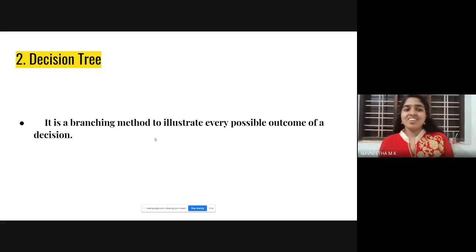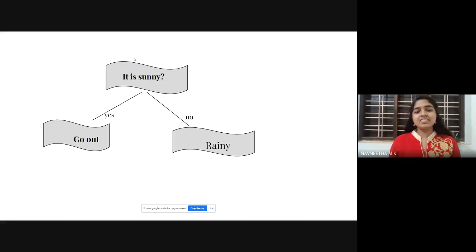Next one is the decision tree. It is a branching method to illustrate every possible outcome of a decision. This type of algorithm will be made clear with an example. I'm telling with an example.